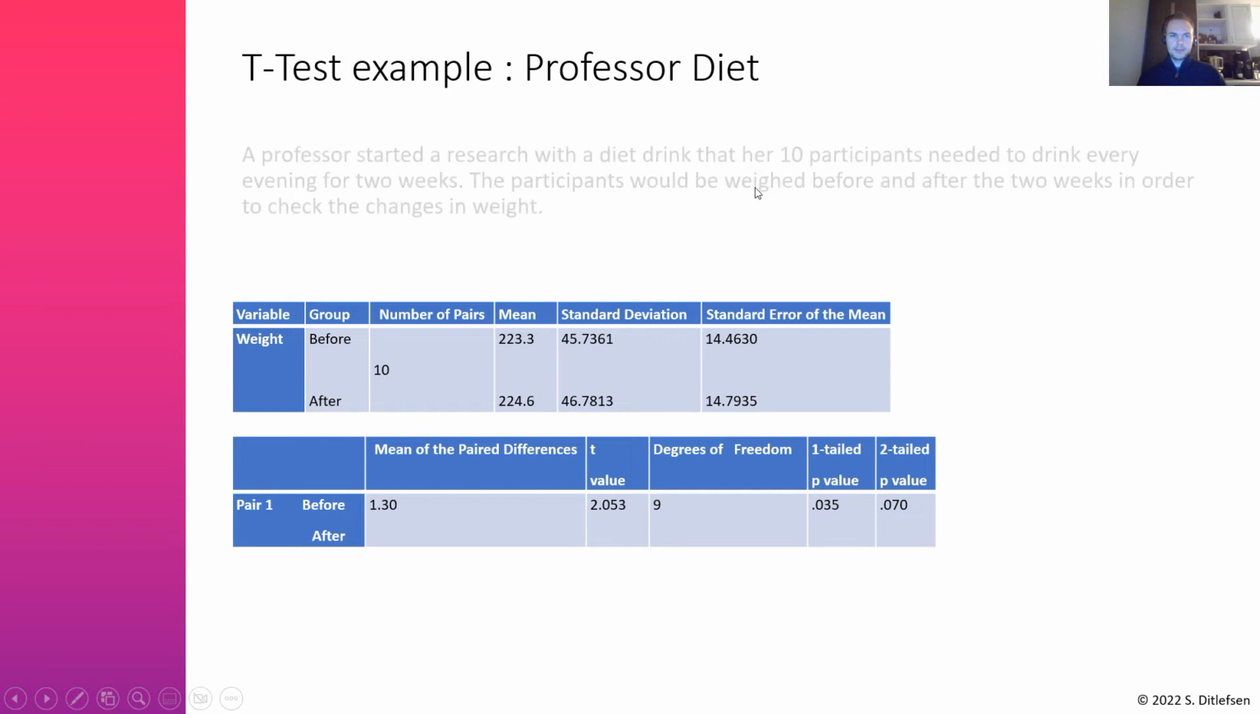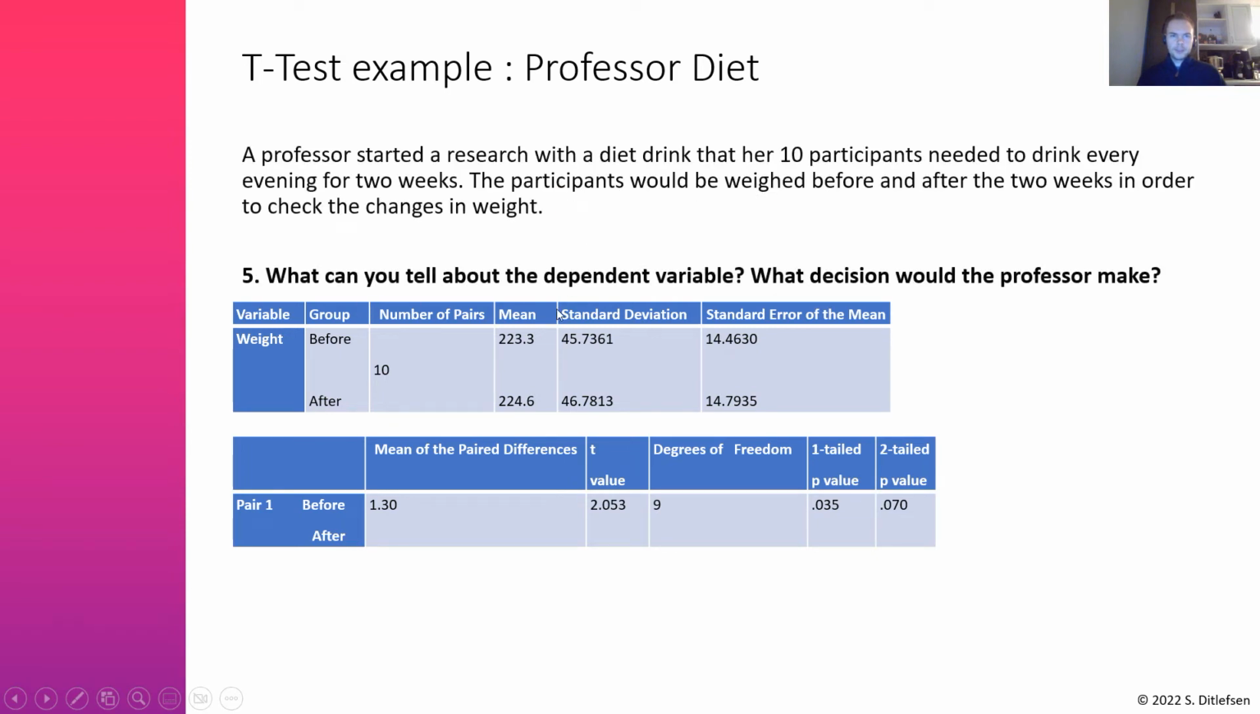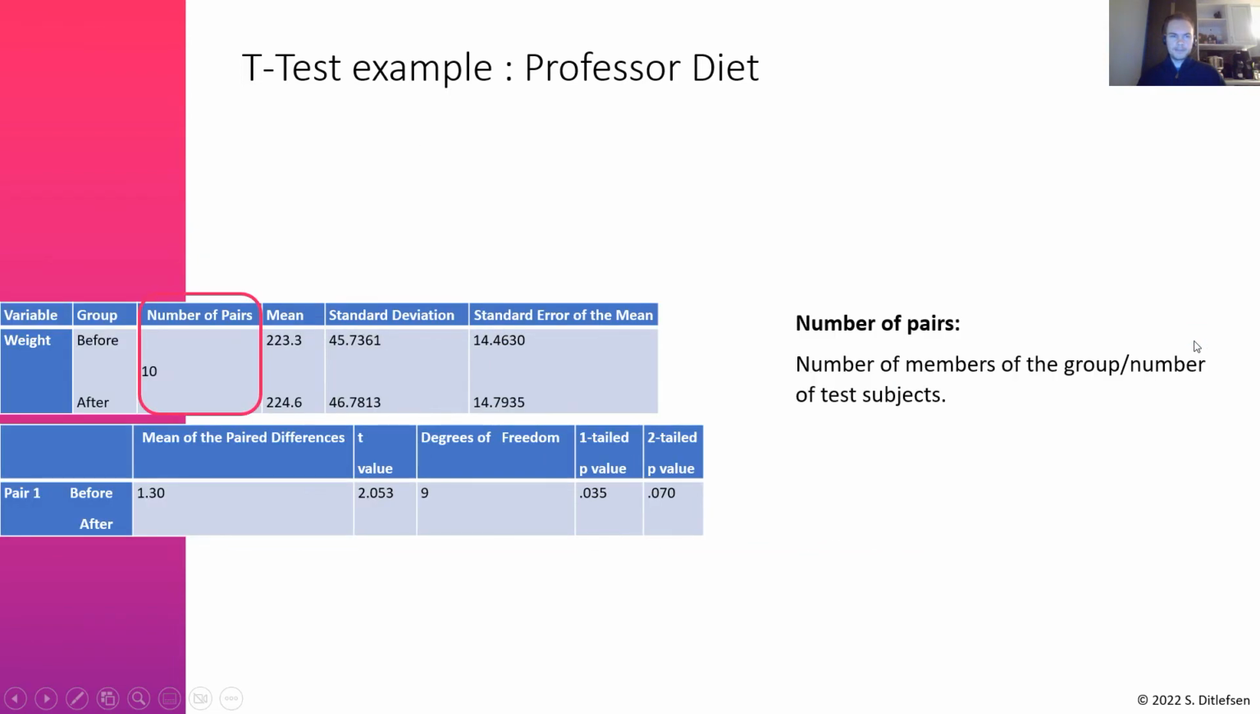Okay, this is our data. What can you tell about the dependent variable? What decision should the professor make? Okay, let's start by looking at the data. We have the variable weight. We have the groups before and after. Number of pairs, mean, standard deviation, standard error for the mean. We have pair 1, before and after, mean of the pair difference, t-value, degrees of freedom, one-tail p-value and two-tail p-value. So let's start by explaining what all this means.